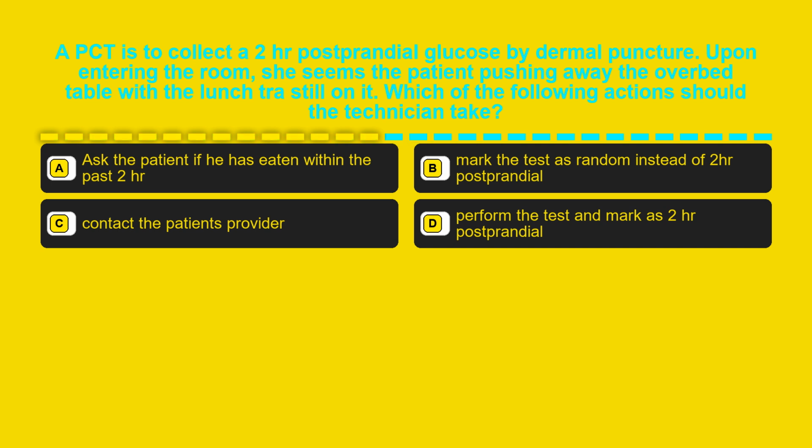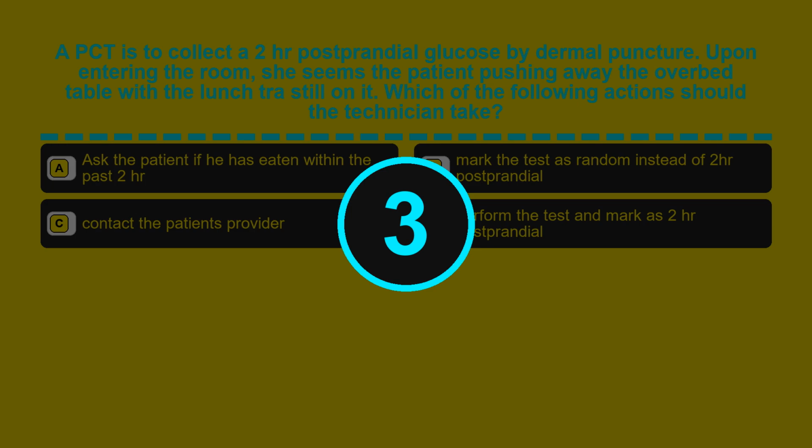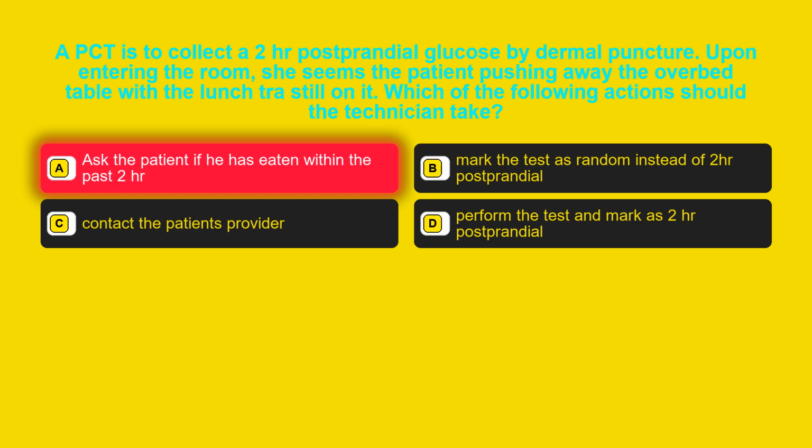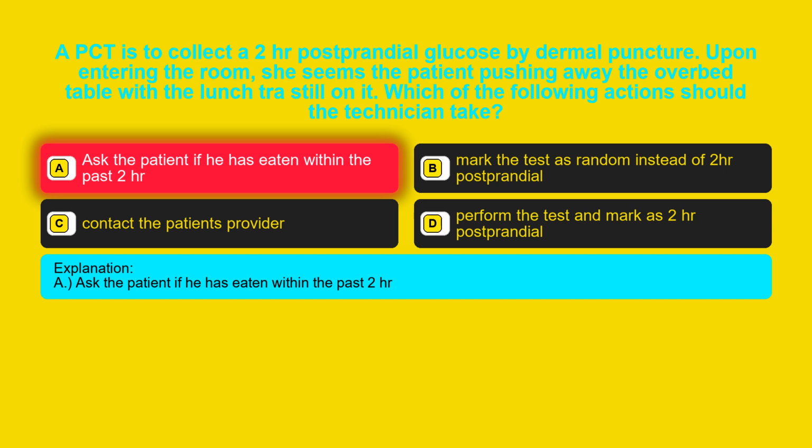Option A, ask the patient if he has eaten within the past 2 hours. Option B, mark the test as random instead of 2 hours postprandial. Option C, contact the patient's provider. Option D, perform the test and mark as 2 hours postprandial. The correct answer is option A, ask the patient if he has eaten within the past 2 hours.